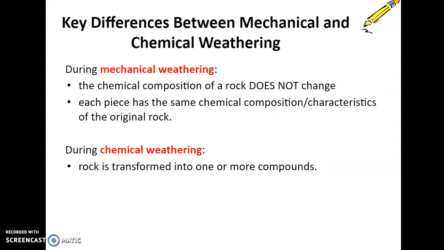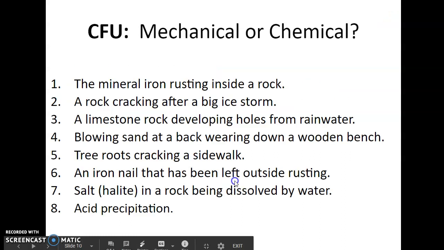So, key differences between mechanical and chemical weathering. During mechanical weathering, the chemical composition of a rock does not change. Each piece has the same chemical composition or characteristics of the original rock, whereas during chemical weathering, the rock is transformed into one or more compounds.